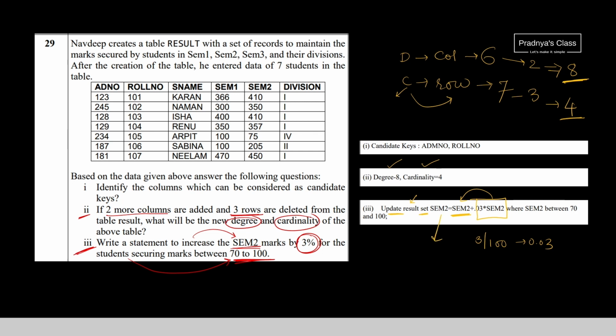And there is a condition for whom we have to give this increased semester 2 marks. That condition we will be writing with the where clause. Where semester 2 marks should be between 70 and 100. To give that range, we will be using the between operator, between 70 and 100. So the query will be like this.